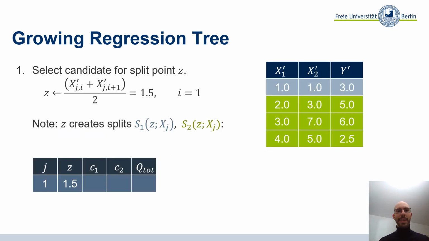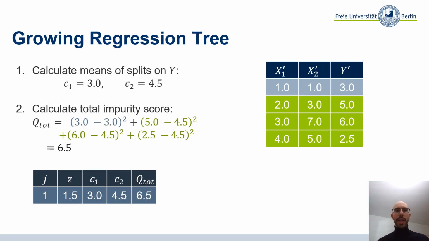Then we select a candidate for our split point C. So the first candidate here in this case would obviously be the value between 1.0 and 2.0, so 1.5. And this split value C creates splits S1 and S2 as follows. So it creates a split which covers these nodes and these nodes.